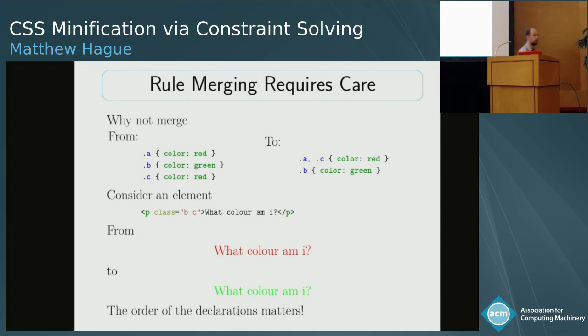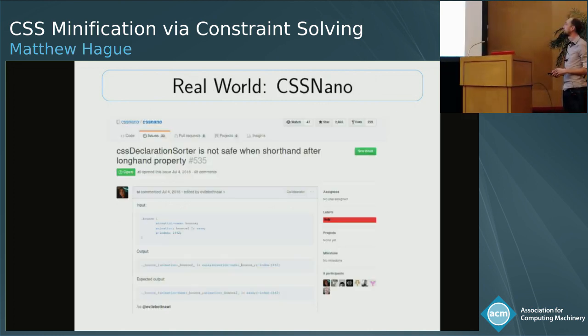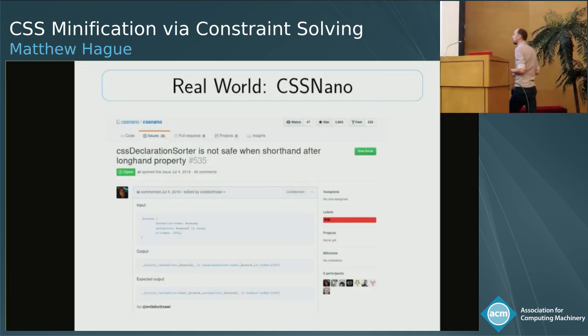So when we look at these style sheets and we think about them, we find that there's some ordering dependency that needs to be maintained when we're shuffling things around. And this isn't just a contrived example.